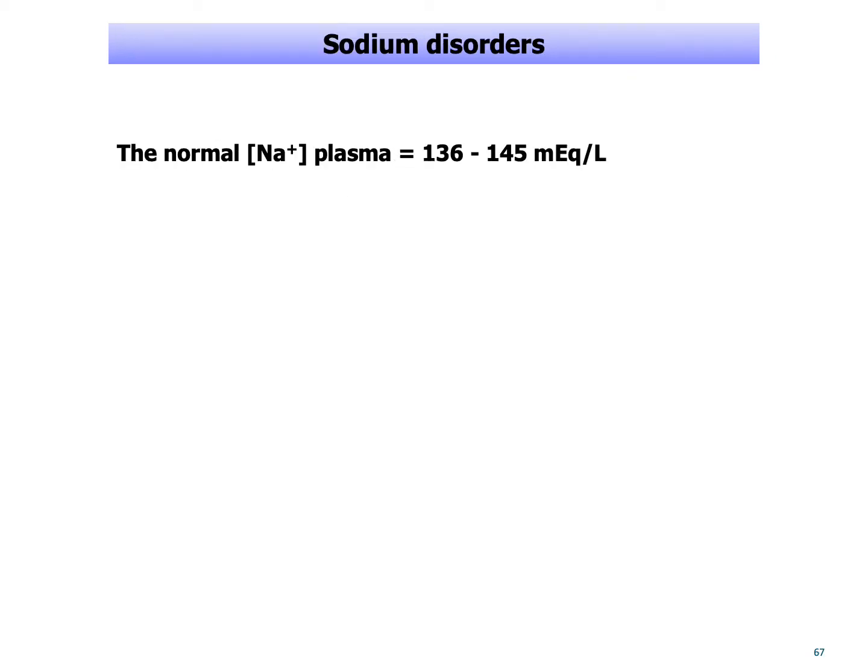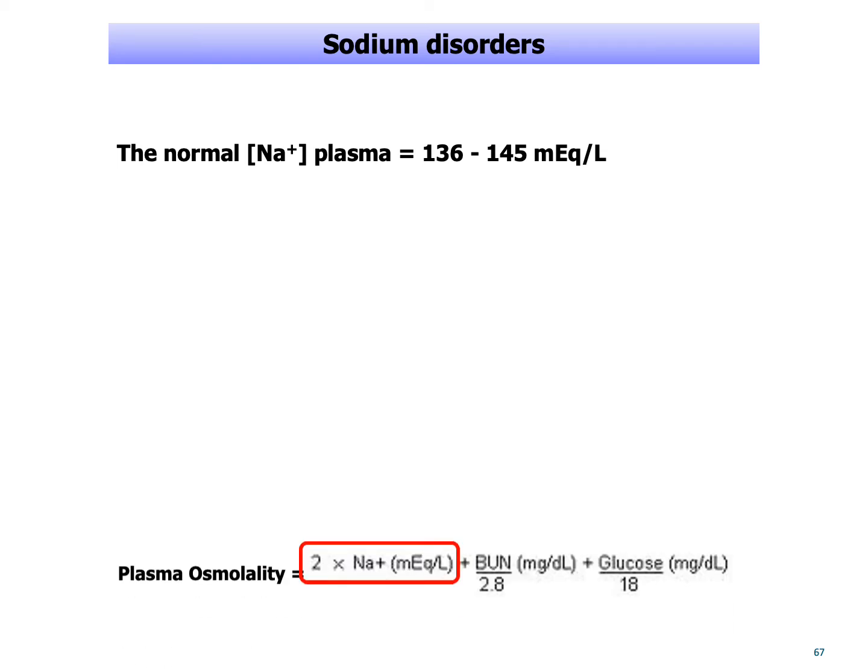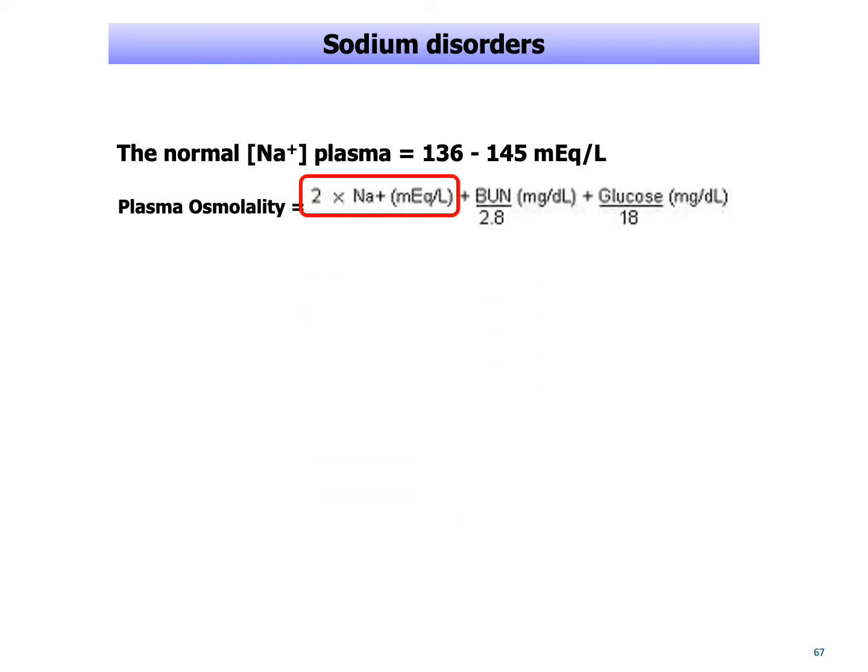Let's look at some of the sodium disorders. First, talk about the normal sodium plasma concentration, which is around 136 to 145 milliequivalent per liter. Plasma osmolality is given by this equation, which is twice the sodium plus BUN, that is blood urea nitrogen, divided by 2.8, and glucose divided by 18, in milligram per deciliter.